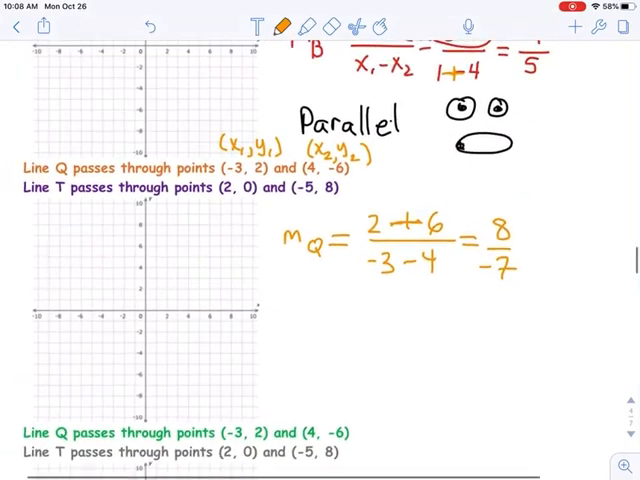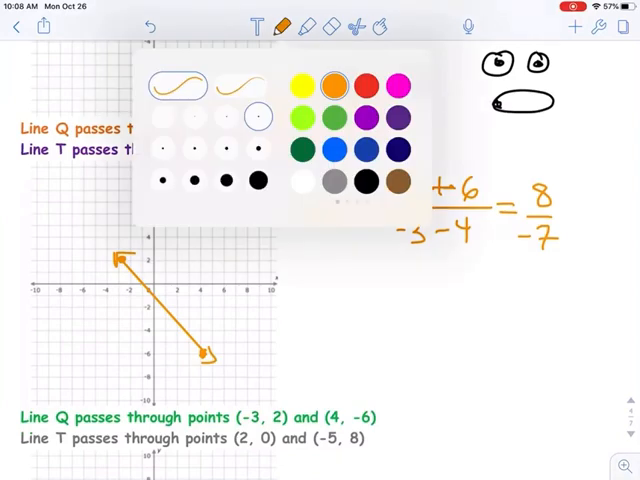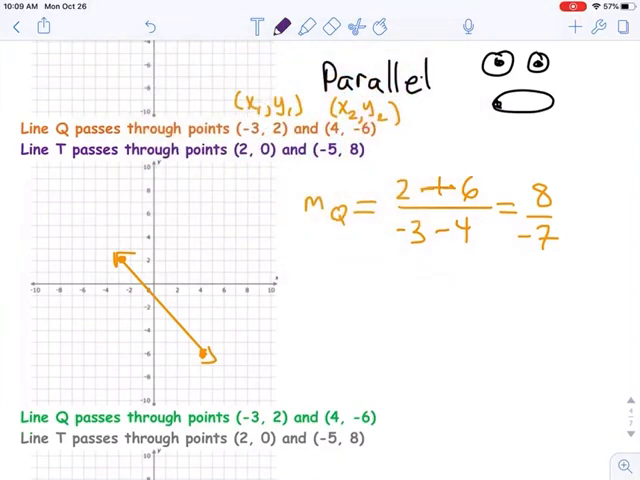Let's go ahead and plot these points. So negative 3 would be left 3, positive 2 up 2, and then 4, negative 6. And then we got line T, and you get what I did right here, line Q, line T, QT, ha ha ha. I'm pretty funny. I'm probably the funniest math teacher you've ever heard teach math.